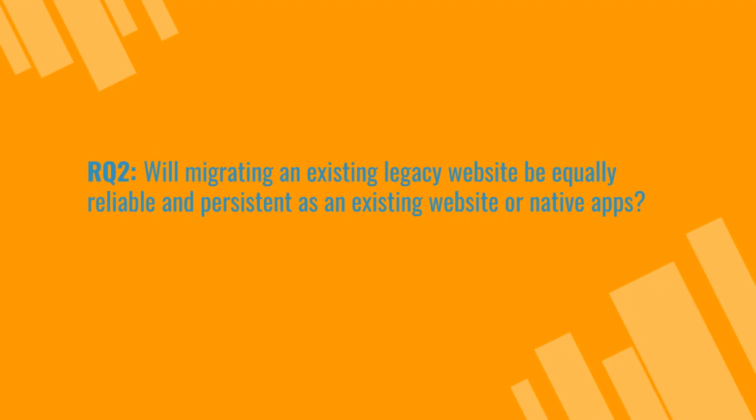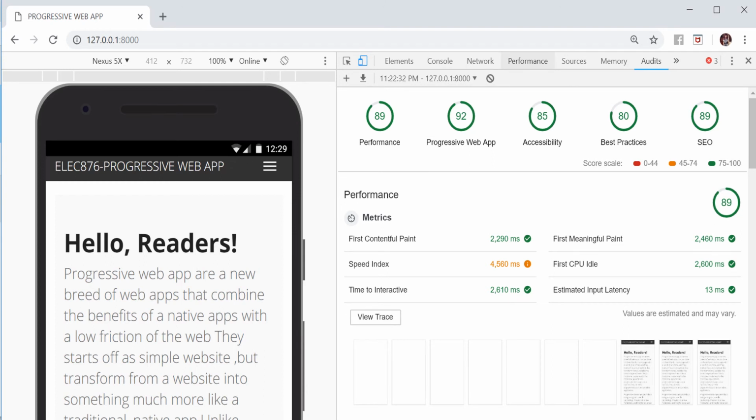RQ2 is, will migrating an existing website be equally reliable and persistent as an existing website or native app? To get the answer to RQ2, we have used the Lighthouse tool to audit our website. This is a tool developed by Google, which validates your website on the basis of performance, progressive web app, accessibility, best practices, and SEO. As you can see, the result for progressive web app is 92%, which is quite good.